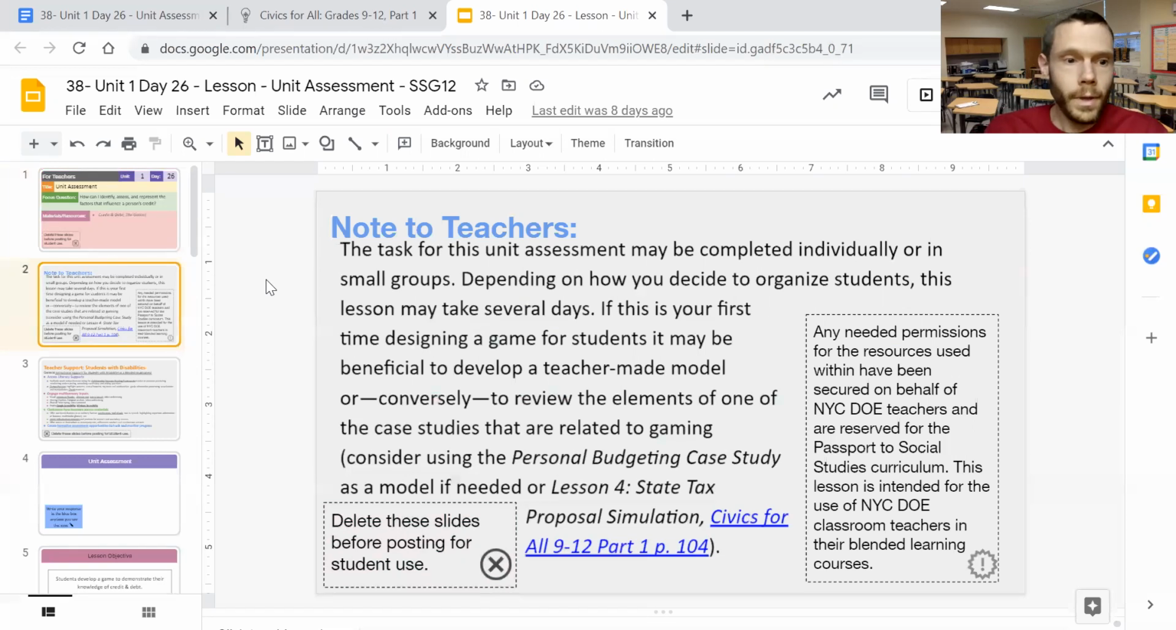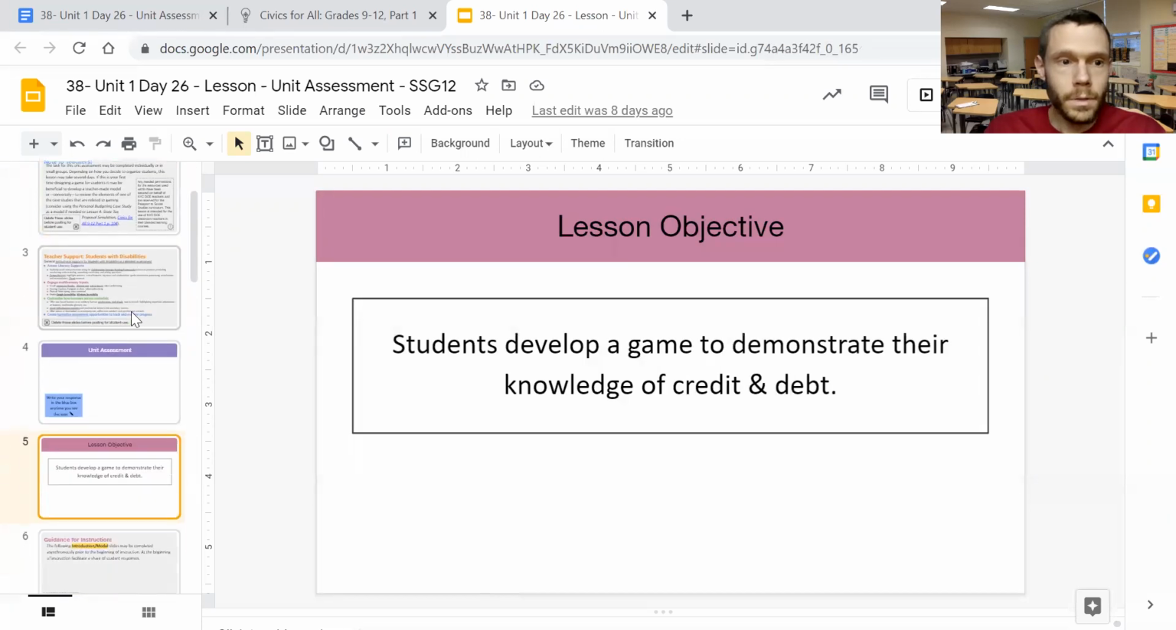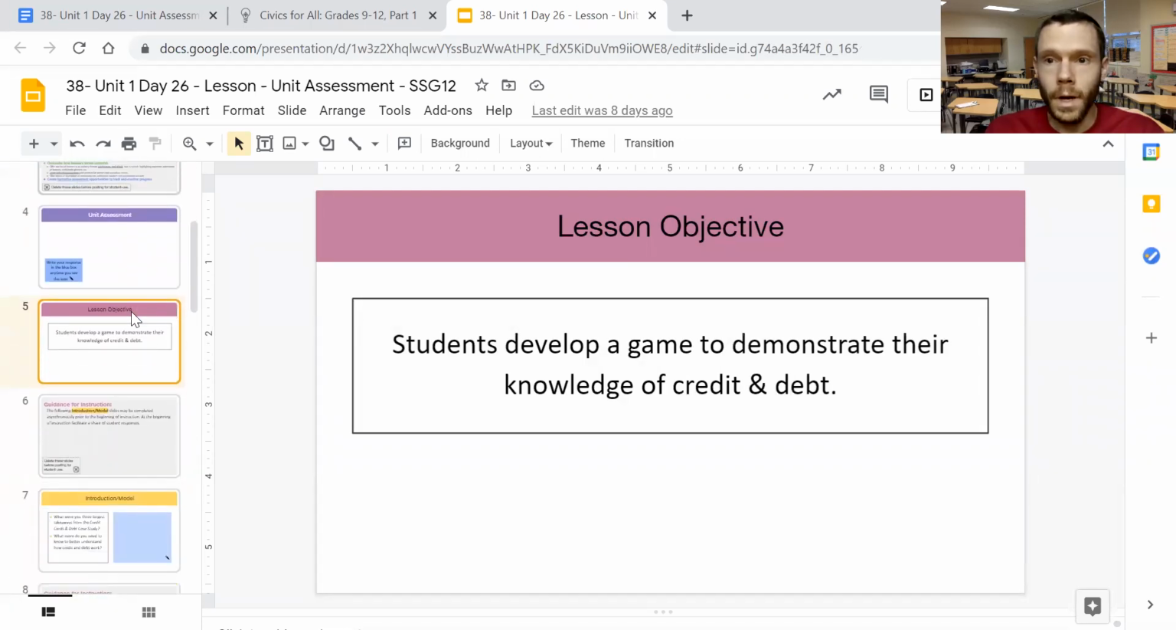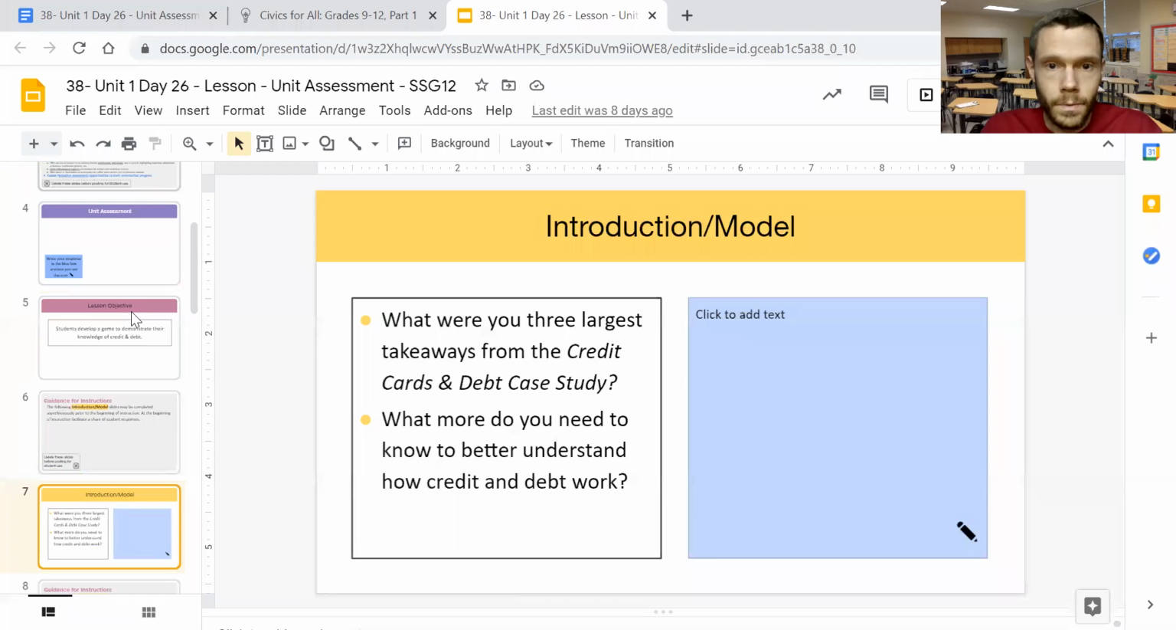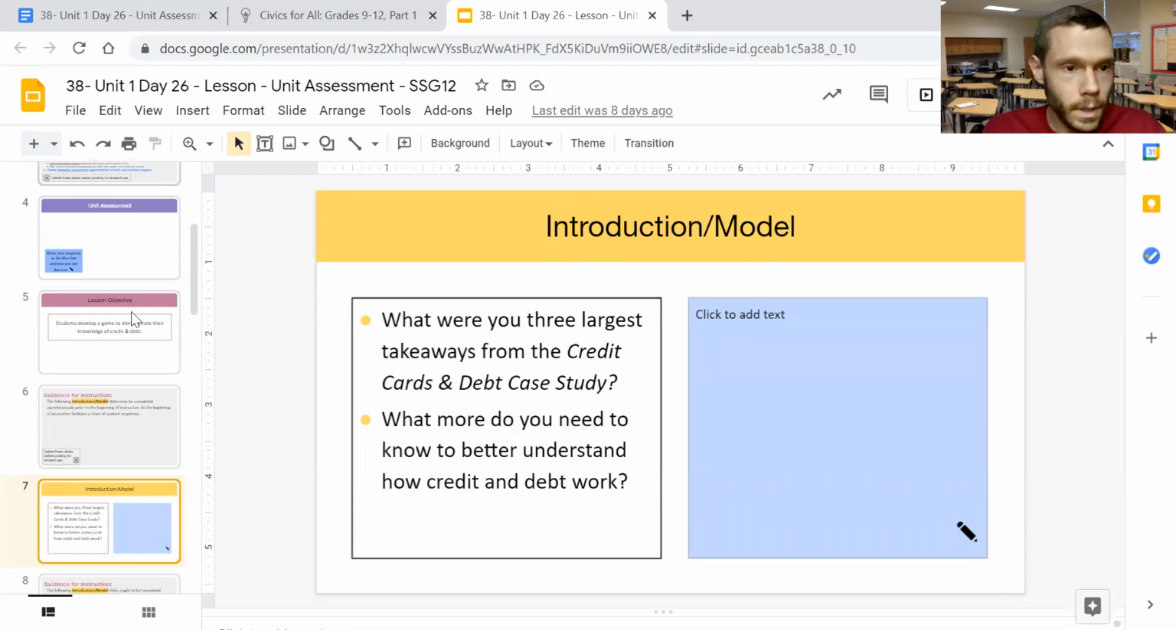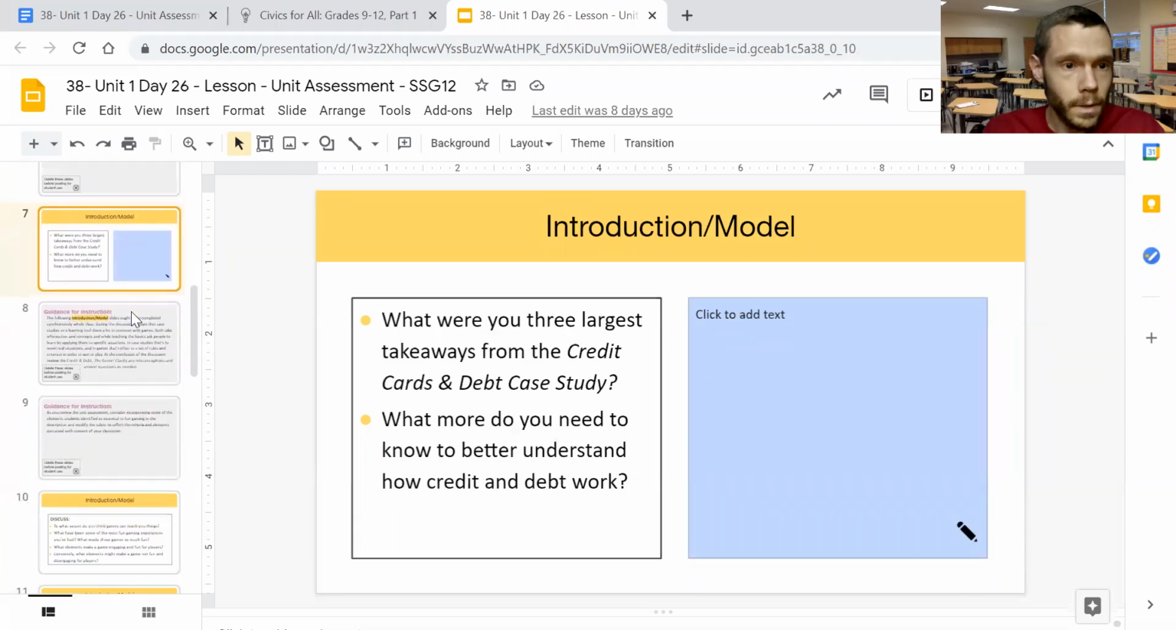So with that in mind, in terms of the unit assessment itself, really the goal is to help students to be creative, and to develop a game to demonstrate their knowledge of credit and debt. And in terms of some general ways to introduce it, these slides are useful in terms of helping you to help your students reflect on what they learned in the last case study on credit cards and debt, and really to ask them and to see what they feel they need to know in order to better understand how credit and debt work.